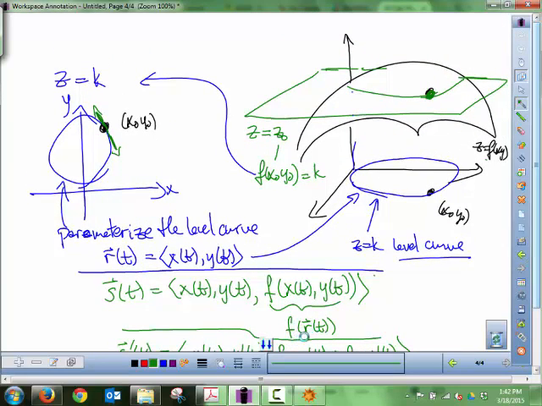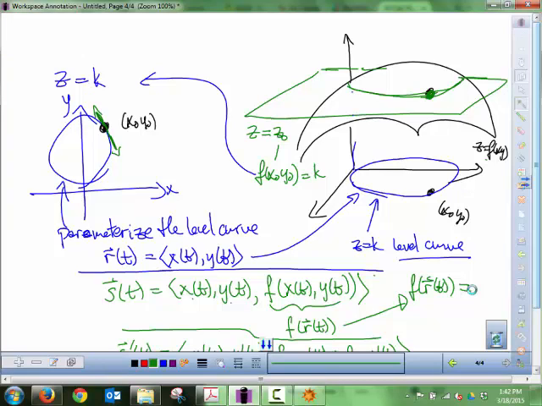Let's go back to f of r of t. This is x, y, f of r of t, right? That's this curve right here. It has the same x and y components, and then the z component is f of r of t. What can you tell me about f of r of t? It's a z component. Give me more. It's the height.